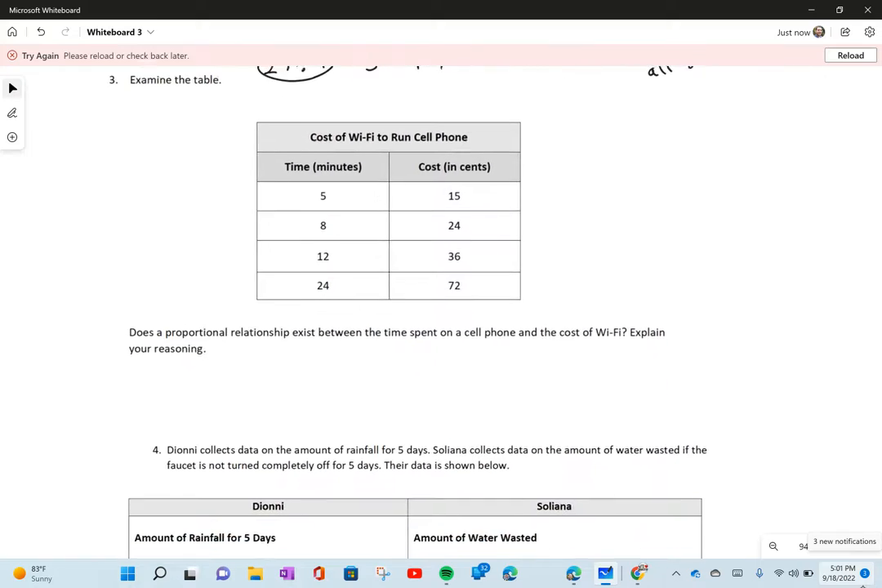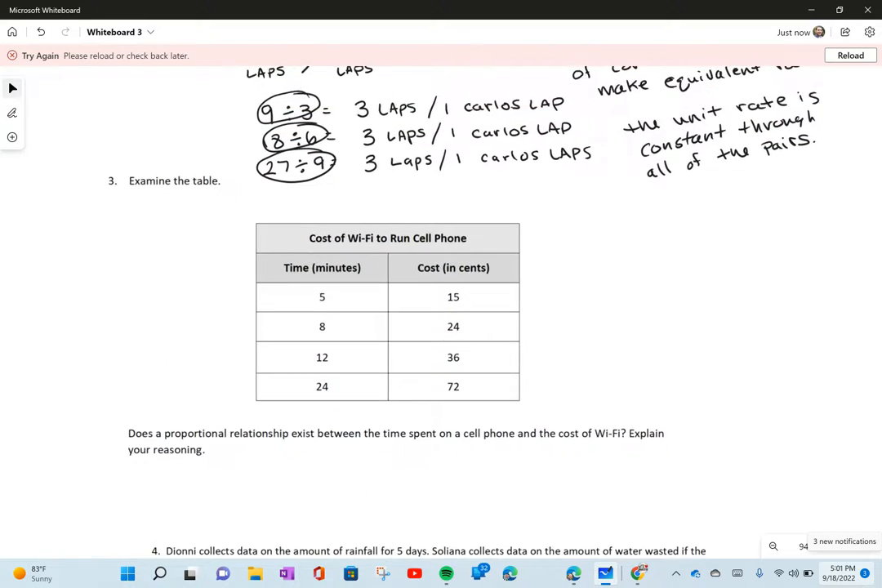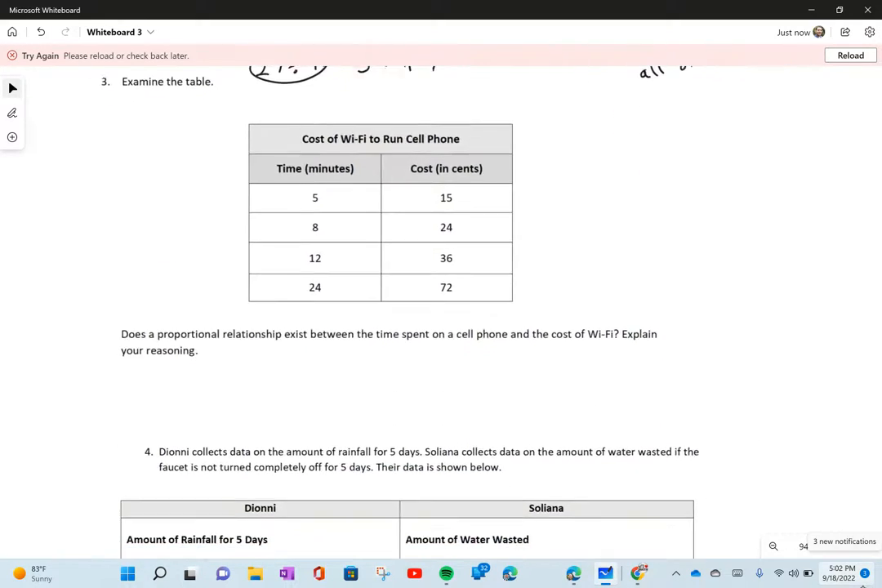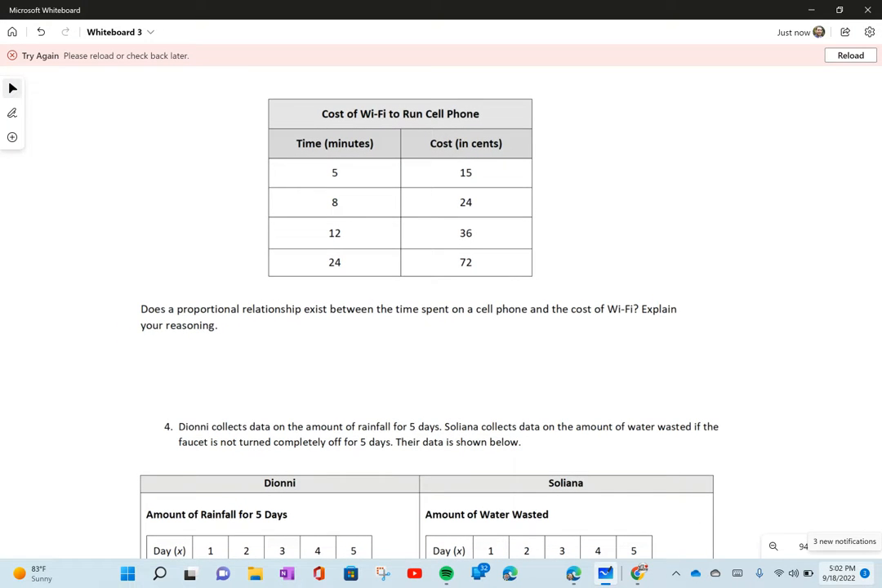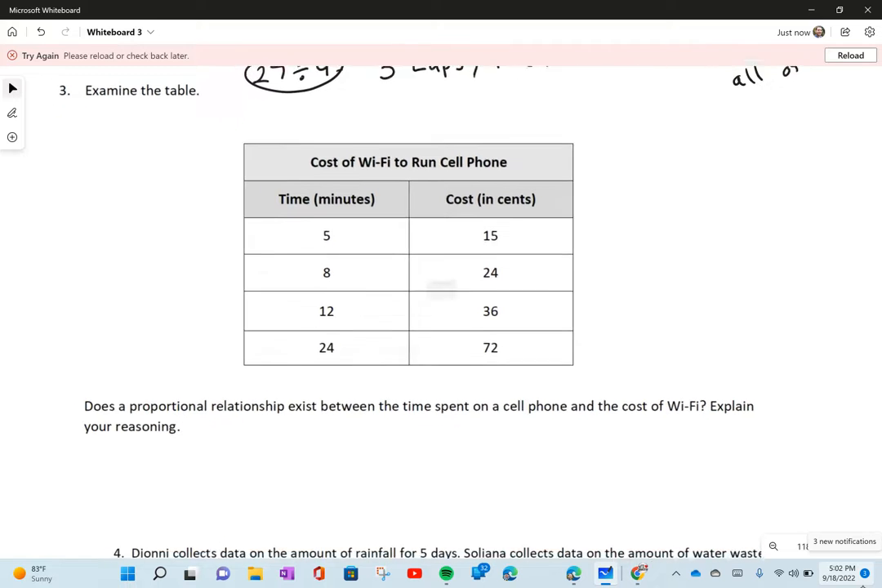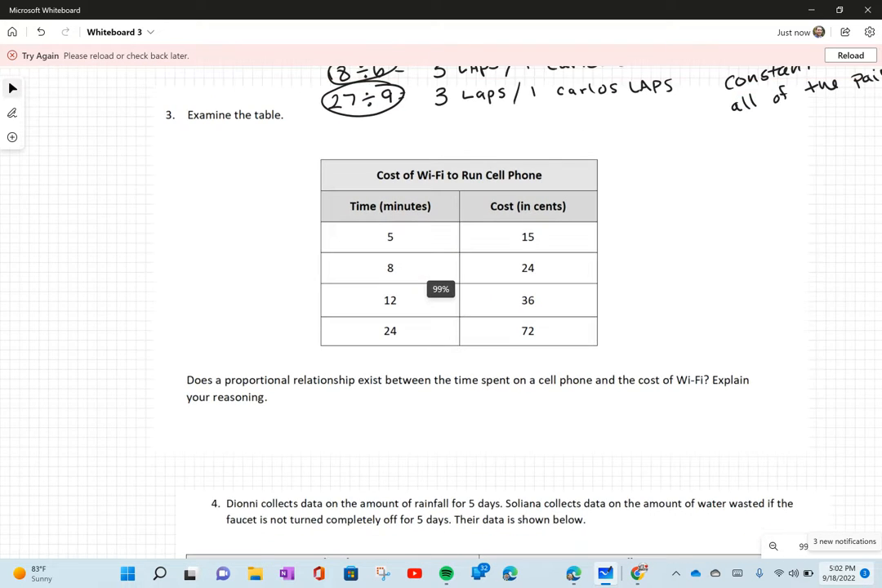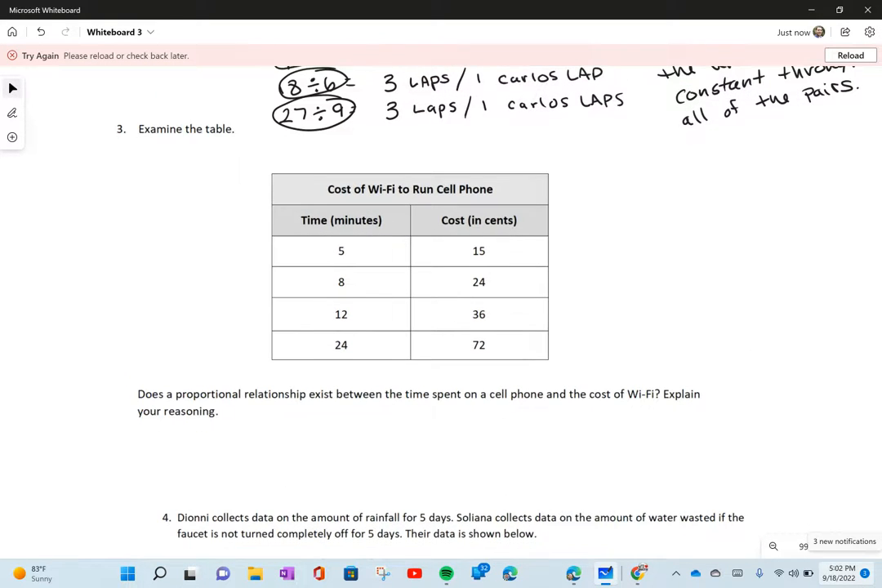All right, so we are going to look at another ratio table and determine if it is proportional. So it's asking the same question: does a proportional relationship exist between the time spent on a cell phone and the cost of Wi-Fi? So this one, does a proportional relationship exist? Well, let's use the same strategies as before.